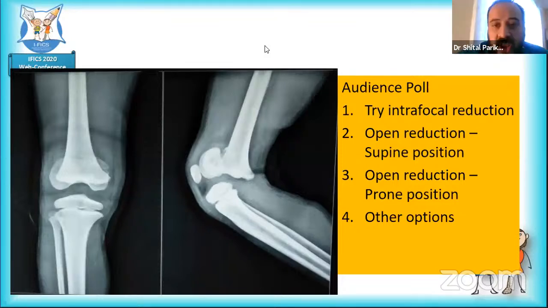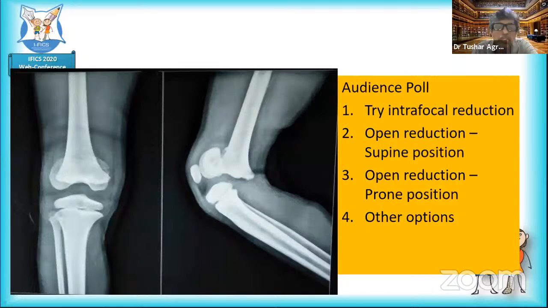Okay, so 75% said they would do open reduction. The most common approach is supine, and then it could be in a prone position as well. Tushar, before you share what you did for this case, did this patient have a neurovascular injury, or were you concerned about that? No, the patient didn't have any neurovascular injury. But I think the upper end tibia is probably more prone to neurovascular injury vis-a-vis the distal femur.